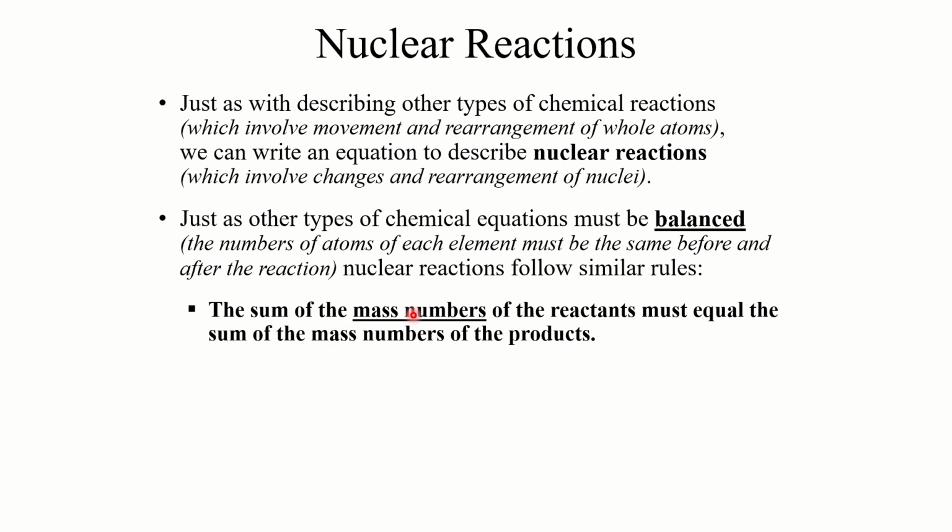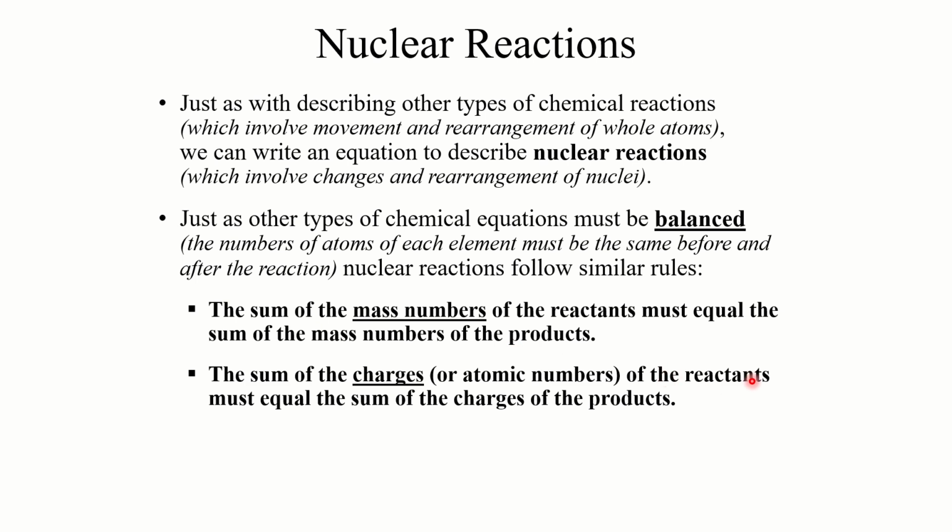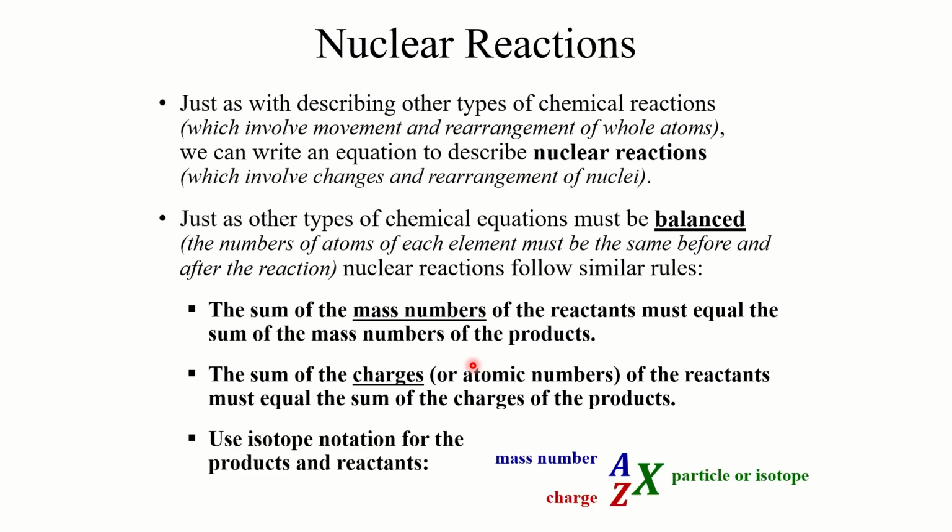So the sum of the mass numbers of the reactants must equal the sum of the mass numbers of the products. We're also going to balance the charges, or more clearly, the protons, the atomic numbers. The sum of the charges, or the atomic numbers of the reactants, must equal the sum of the charges of the products.